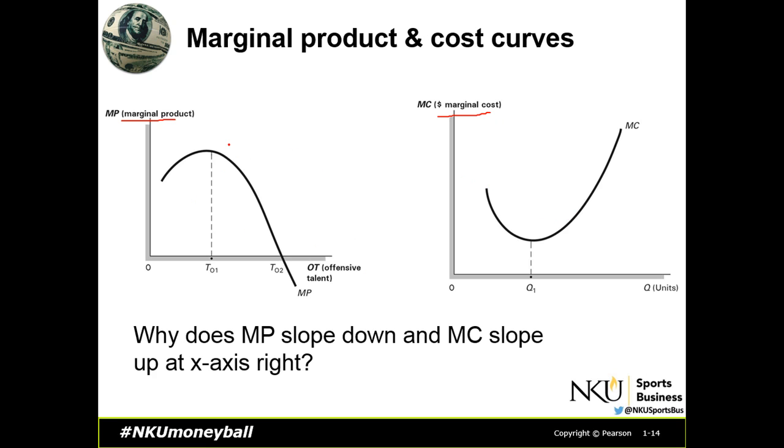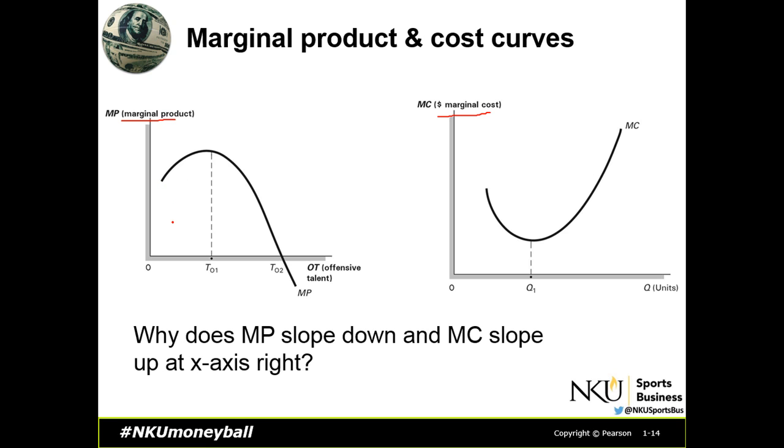So now let's focus on the marginal product curve here. And let's again think about this in terms of American football as an example. So on the bottom axis here, the horizontal axis, we have offensive talent. As we add offensive talent, we're moving to the right on this axis. Our vertical axis here is the marginal product, or what's the additional wins that we're achieving with the addition of offensive talent.